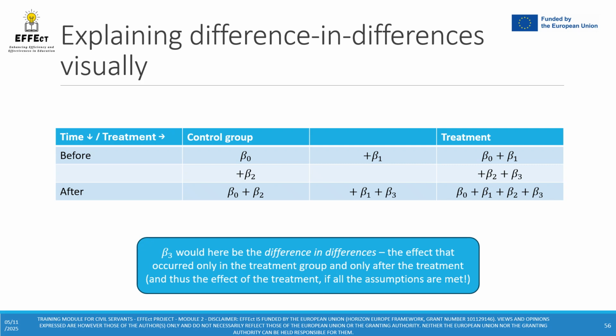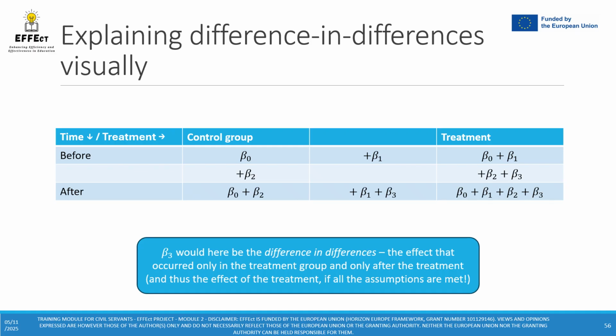We can visually explain difference in differences through this table, in which you can find back actually the 4 points of observation we discussed last time. You have a beta 0, which stands for the control group before the treatment. You have beta 0 plus beta 2, which stands for the control group after the treatment. You have beta 0 plus beta 1, which stands for the treatment group before the treatment. And you have the treatment group after the treatment, which is captured by beta 0 plus beta 1 plus beta 2 plus beta 3. As you can see on this table, the only beta that only occurs in the treatment group after the treatment is beta 3. And beta 3, therefore, is the difference in differences. The effect that occurred only in the treatment group and only after the treatment.